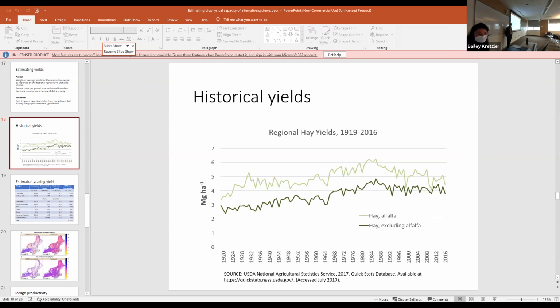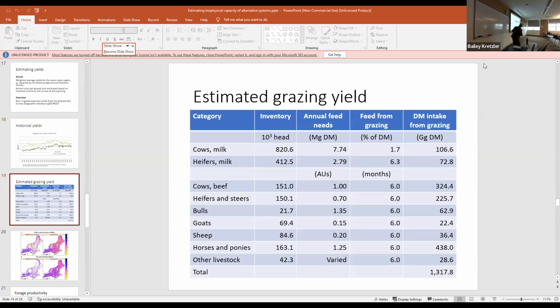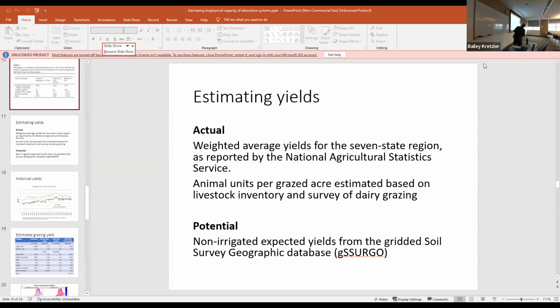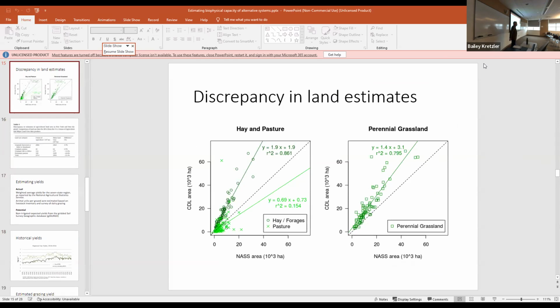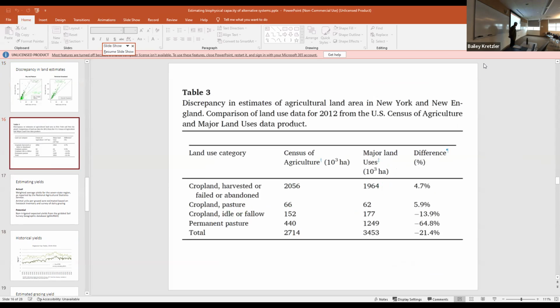Any questions on why? I'm still interested in the discrepancy of the data that you showed, the 64%. With the current technology and remote sensing, I don't think we should see this kind of discrepancy. This one? Yeah, that one.